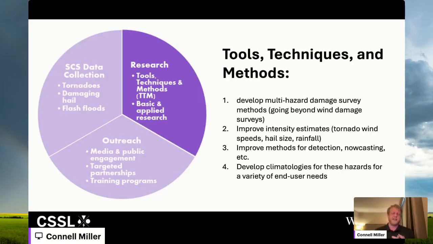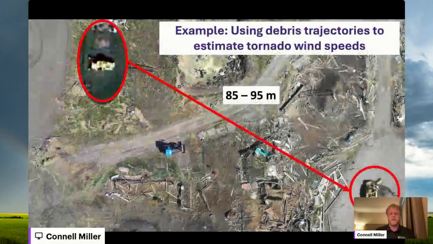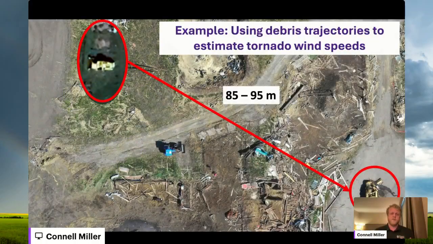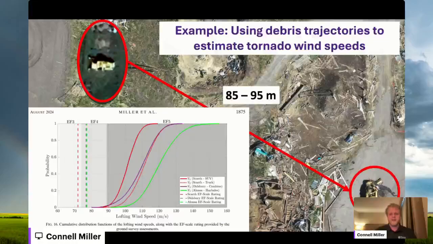Specifically for improving intensity estimates, we're already making really good progress on that. For example, this was a project that I worked on to use debris trajectories to estimate tornado wind speeds. It's fairly simple to take an object and say, okay, I know roughly what wind speed it would take to lift this. But when you have something that's 10,000 kilograms thrown 85 to 95 meters, not necessarily the easiest calculation to do. So we published something in Monthly Weather Review to show the probability of an object lofting with regards to wind speed.